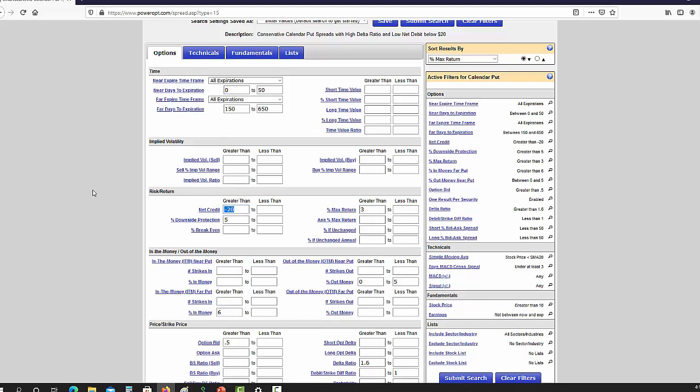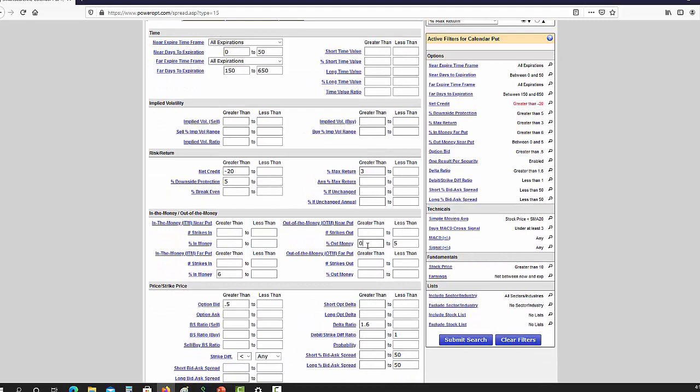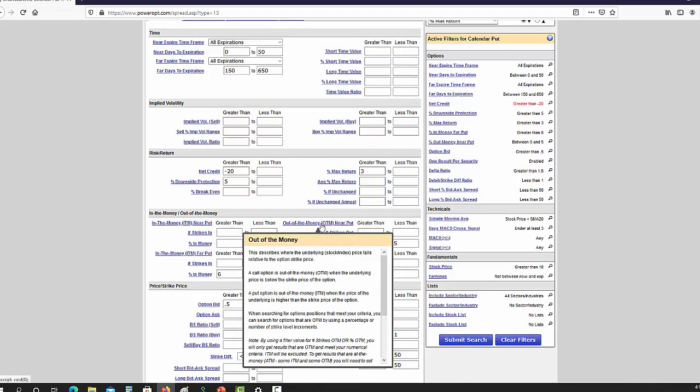If you're looking for a smaller debit to pay into the spread, just change that value to be less than 10, for example, less than $5, whatever meets your personal needs. We're looking for a basic max return of 3%, and a downside protection, the premium we're collecting against the long option that we're paying for, of at least 5%. Want to be just a little bit out of the money or at the money here with our out of the money screen for the near option.